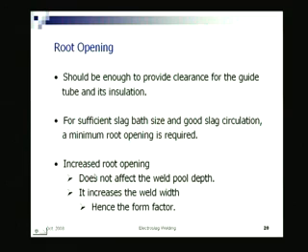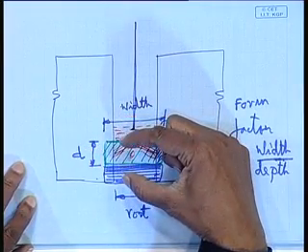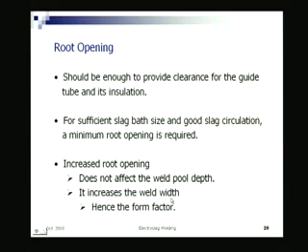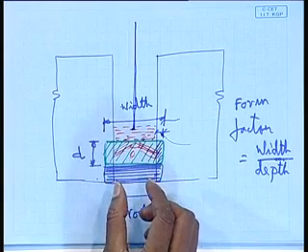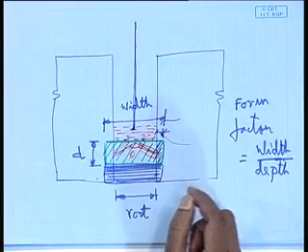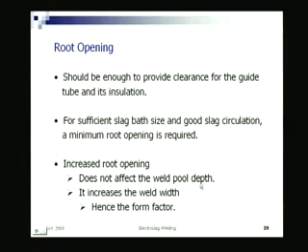What we said is that if I have to increase the weld pool width, and I increase the root opening, your total width does not necessarily increase, because this is increasing, and this also is increasing the depth. So, the form factor does not help. Increased root opening does not affect the weld pool width, and it does not affect the weld pool depth either. So, thereby it helps in increasing the form factor, because the root opening does not have any effect on the depth of the molten pool.